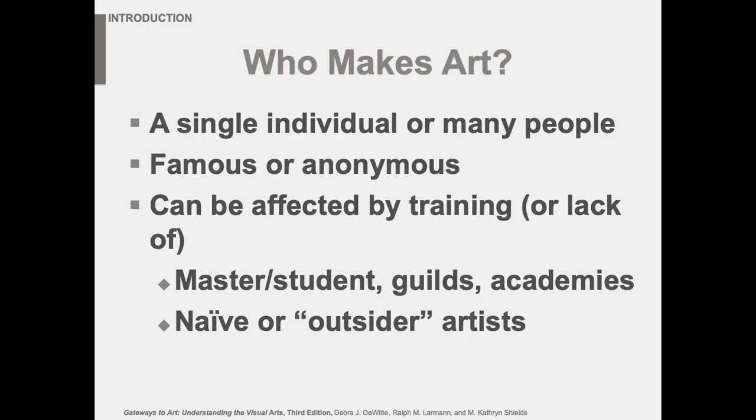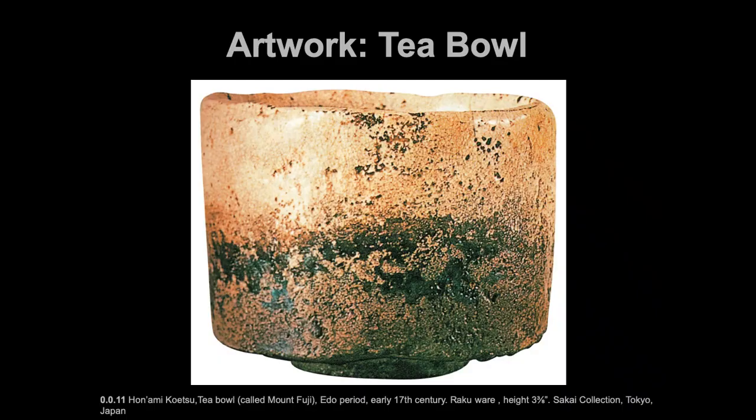Then we'll get into famous or anonymous, and then the training or lack thereof: master and student, guilds, and academies. We touched on academies a little bit in the previous video, and then naive or outsider artists.